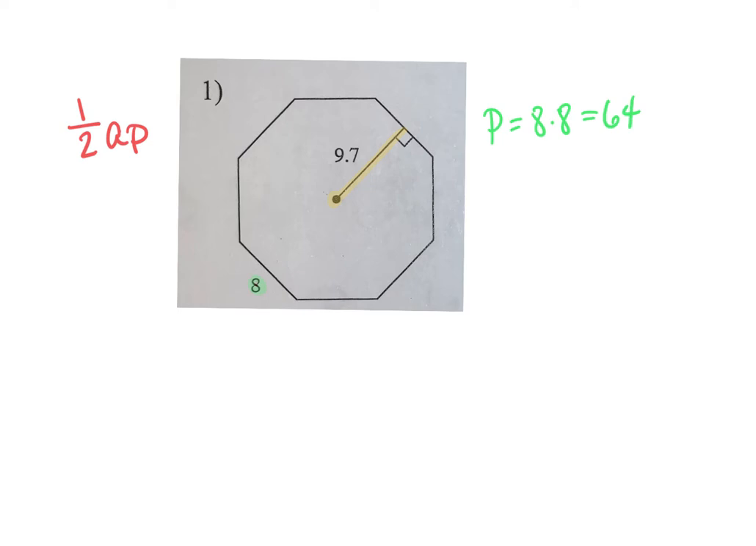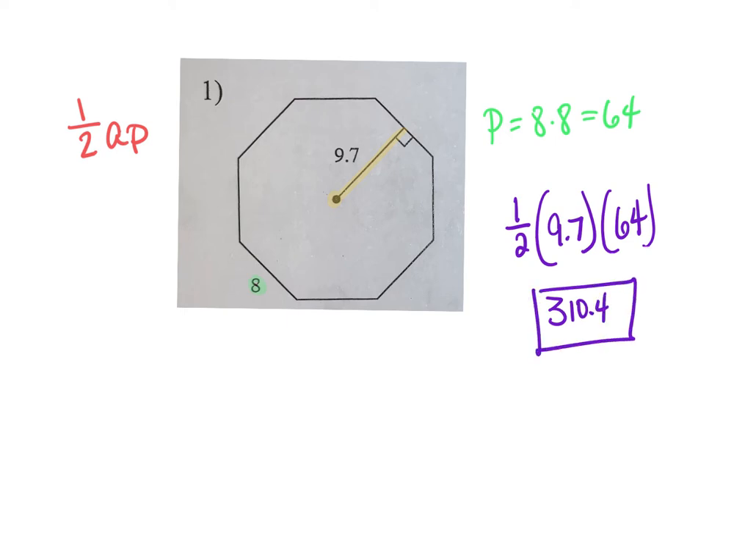And then once you have that, you're just going to plug it into your formula that you know, which is 1/2 apothem, 9.7 times perimeter, which is 64. And when you do that, you will get, rounded to one decimal place, 310.4. And that is square units. They didn't give us units, but if they had, we would have used that.